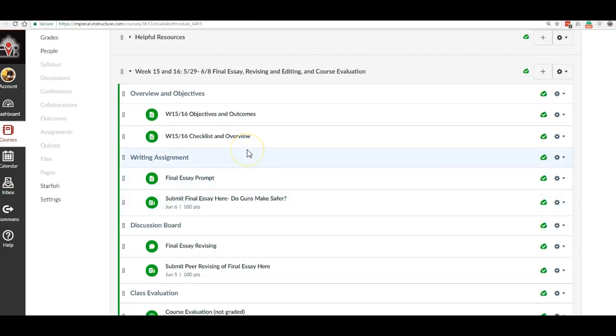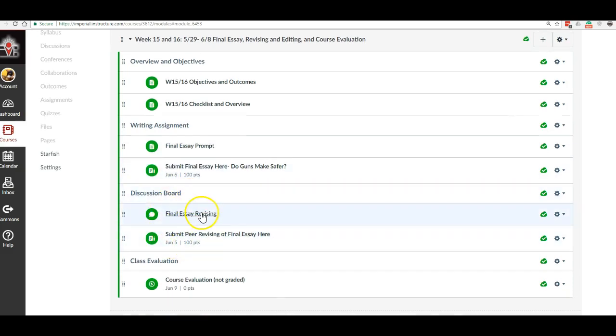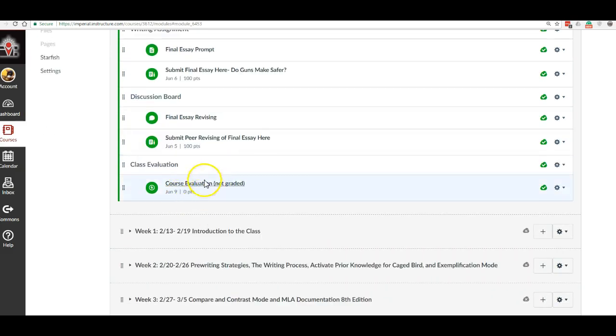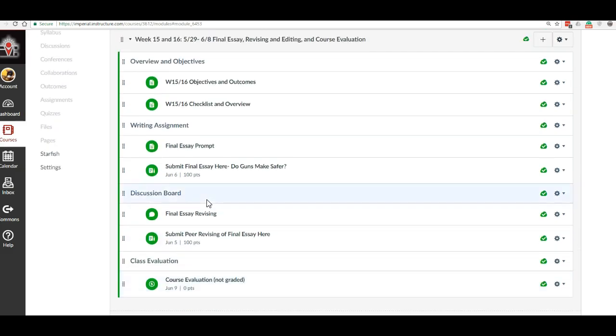So again, overview. The main thing, the final essay revising, and then the course evaluation. The course evaluation is anonymous. And there's a question in there, sometimes students fail my class, but the next question is, have you learned anything? Even if you failed the class, has your writing improved? I hope it has. And I don't usually have a lot of failures, so don't worry, that's not what I'm saying.